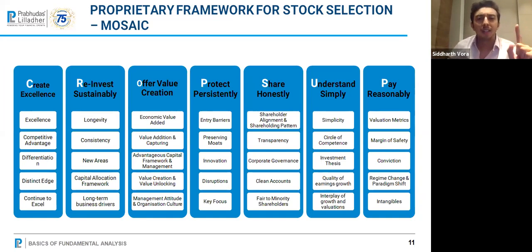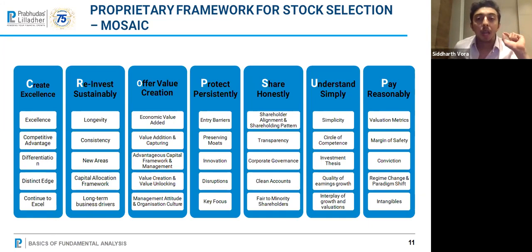Share honestly is also very simple. We want companies that are transparent, clean, aligned to their shareholders. Because if the company doesn't share and it is not a good quality corporate governance clean company, even if the company makes its profit 5x, as a shareholder, you will not earn money. They will do some or the other cheating and you will lose.